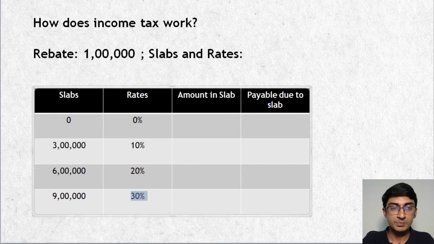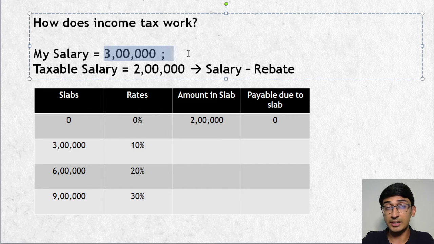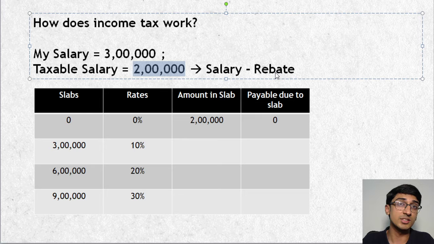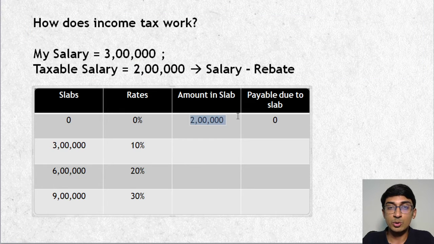So for example, as I said, my salary is 3 lakh rupees. Taxable salary becomes 2 lakhs, because first things first, the government will give me a discount, which is a rebate. For the first 3 lakhs, I have zero tax, right? So I have 2 lakh rupees here, and payable over here is 0 rupees. I don't have to pay anything because for the first 3 lakhs, I have no tax at all.